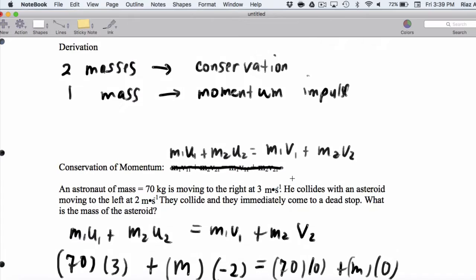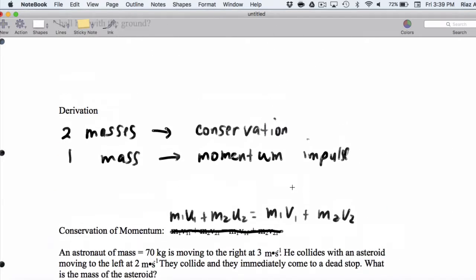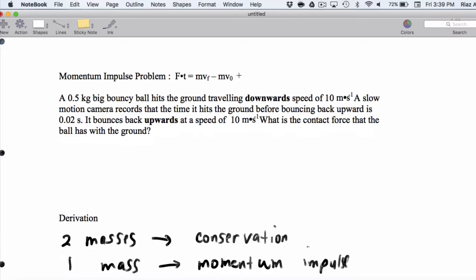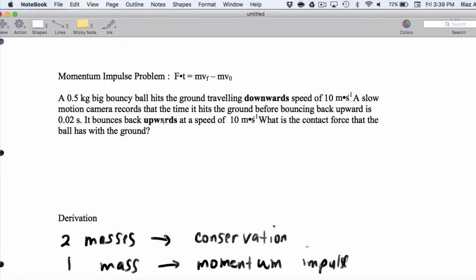And now for the impulse momentum theorem type problem. Let's see. We have one up here. We've got a bouncy ball. It falls, hits the ground, and then bounces back up. So again, 10 meters per second downwards, 10 meters per second upwards. We're going to give a negative sign there because it's downward speed.